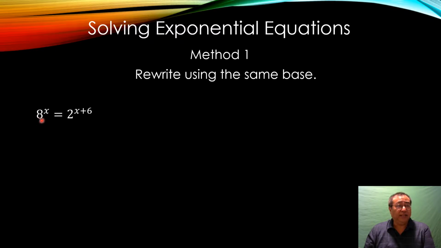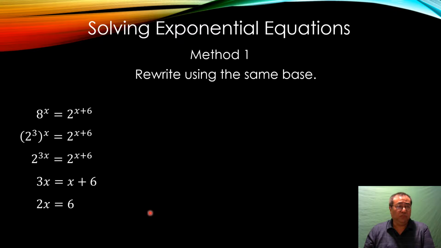So here, 8 can be written as an exponent of 2. 8 is 2 to the third, so we rewrite it like that. And here, 2 to the third raised to the x is the same thing as 2 to the 3x. Once the bases are the same, you can just ignore the bases and rewrite it as 3x equals x plus 6. Now this is an easy equation to solve, so just solve it.